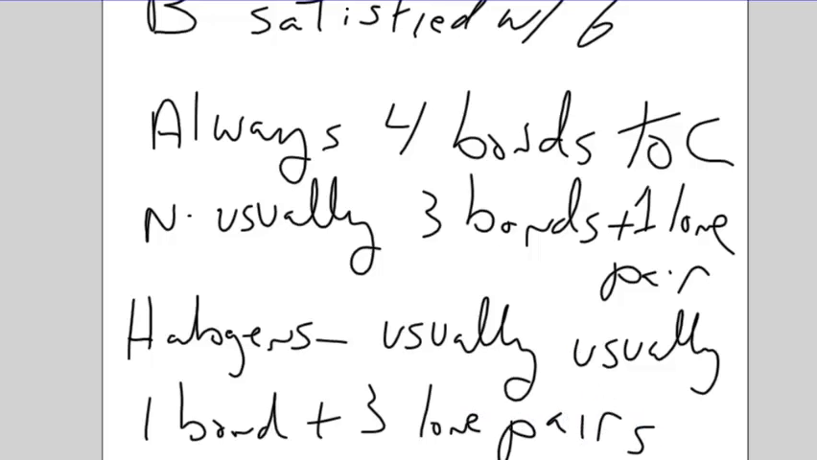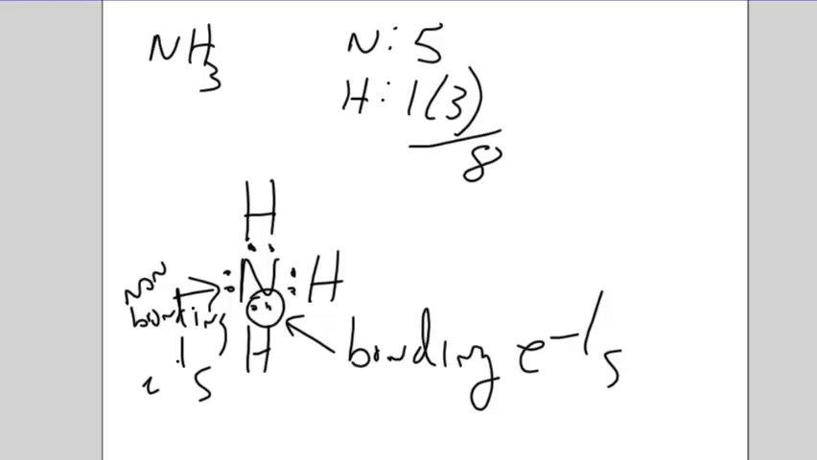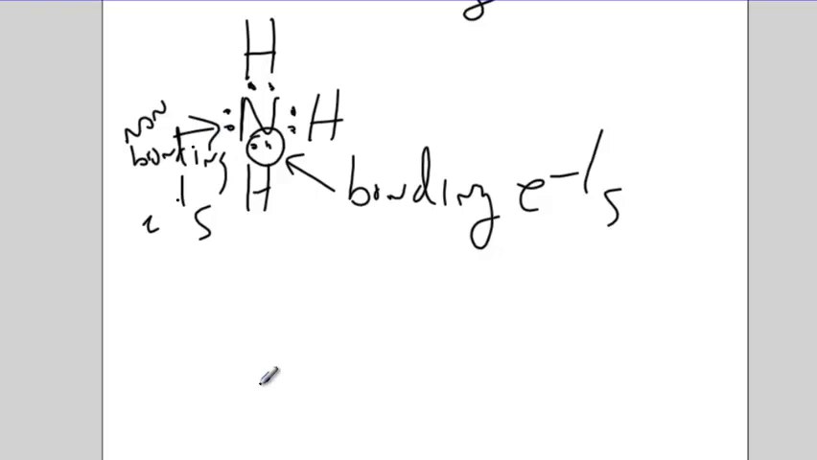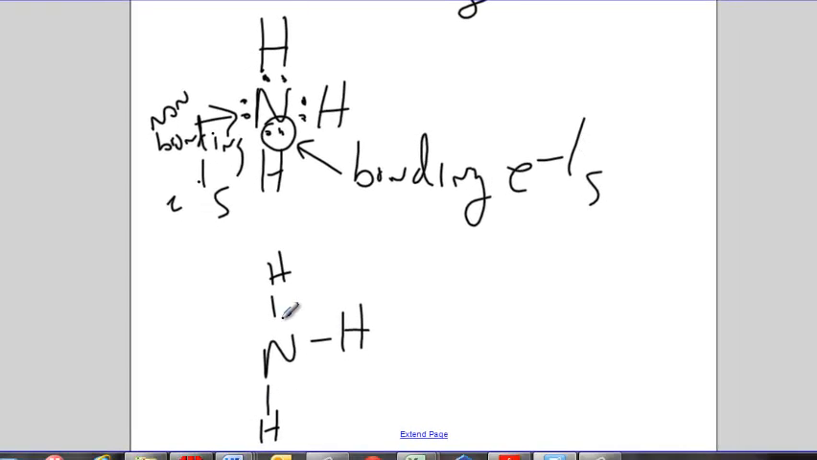And remember, lone pairs are these guys. This non-bonding pair is a lone pair. Now, all of these things are single bonds. Right? If I were to draw this with lines instead of dots, it would look like this. And those are single bonds. Perhaps you've heard of double bonds and triple bonds. Those things can happen too.